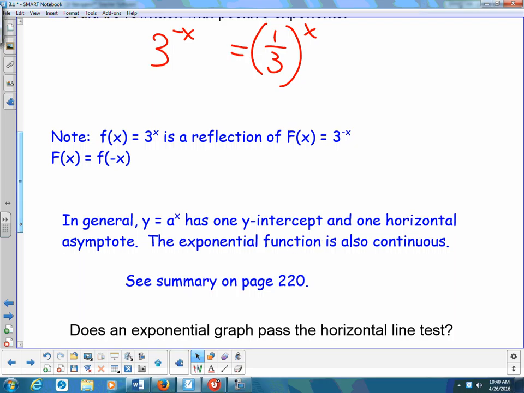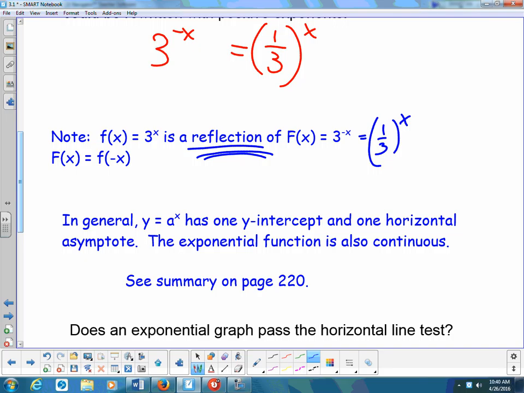All right, so notice that f of x equaling 3 to the x and capital F of x equaling 3 to the negative x, remember, which we also said was going to be equal to 1/3 to the positive x. They are reflections of each other over the y-axis.